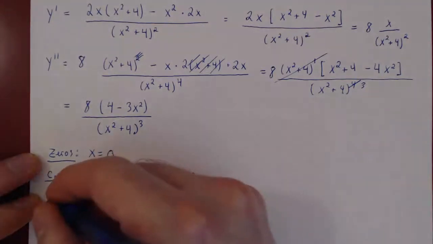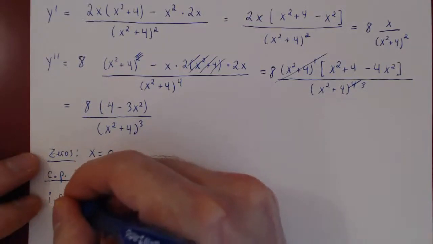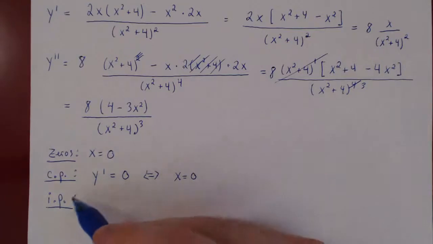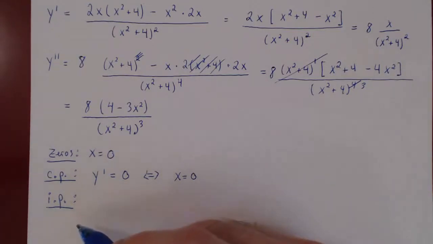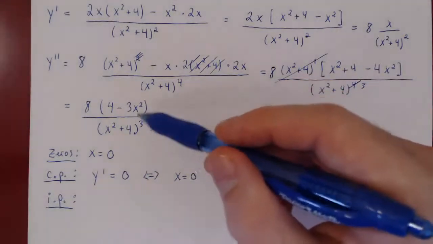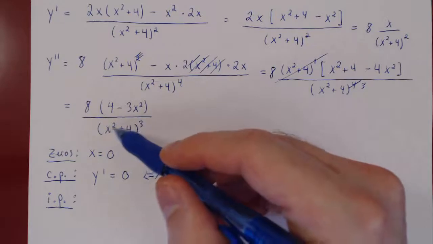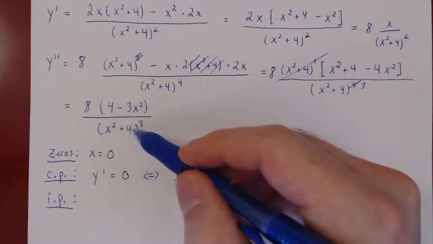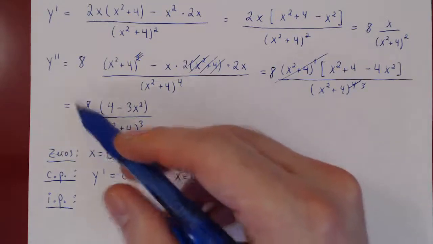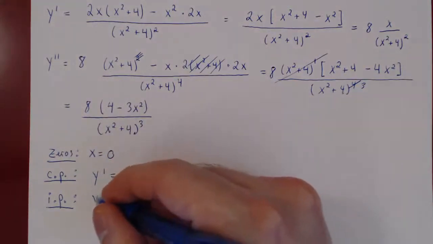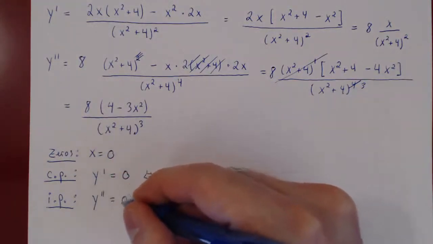Let's look for possible inflection points now. Again, inflection points are values of x where the second derivative is 0 or is undefined. The only way that y double prime would be undefined is if we have a division by 0. But as x squared plus 4 is always at least 4, this will never happen. So y double prime is always defined. So we have to look for inflection points where the second derivative may be equal to 0.